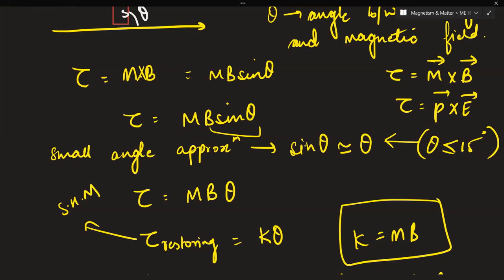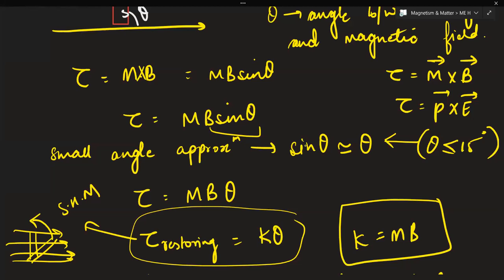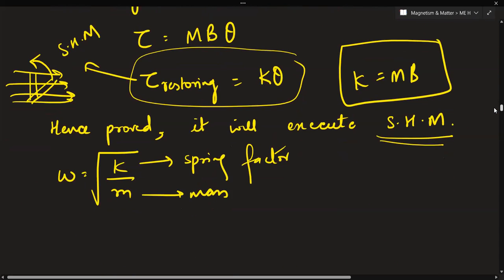Now, restoring torque is what? This is the torque that restores the bar magnet. We have disturbed its position. The bar magnet was kept like this, now we have kept it like this. So restoring torque will act. It will try to restore the bar magnet back to its original position. This is equal to K theta. This is given by the rules of SHM. In class 12, you need not go into the details. That's why we have these lessons in class 11. So restoring torque is K theta.